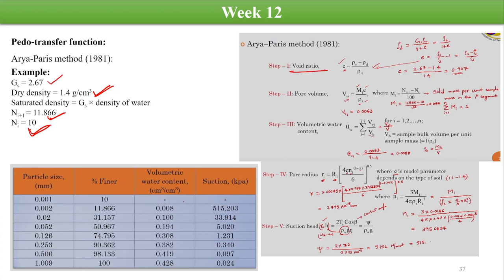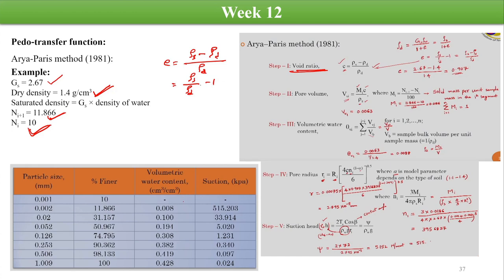First step is to determine the void ratio. Okay, so while determining the void ratio, we will use this formula, that is rho s minus rho d upon rho d, right? If you simplify it, then we'll obtain rho s upon rho d minus 1.